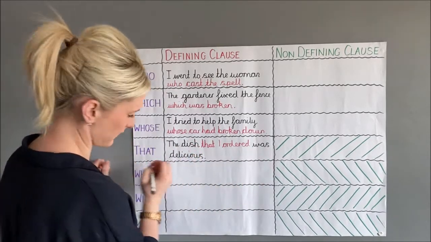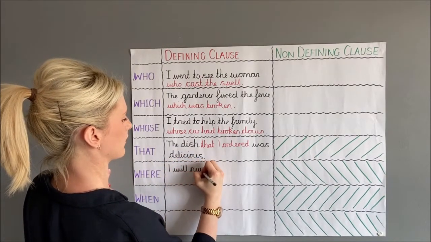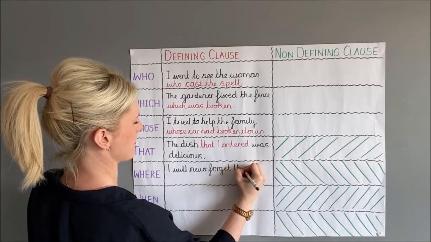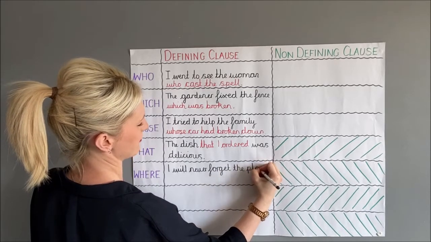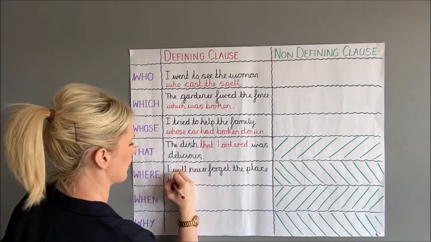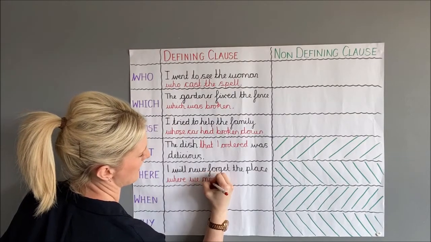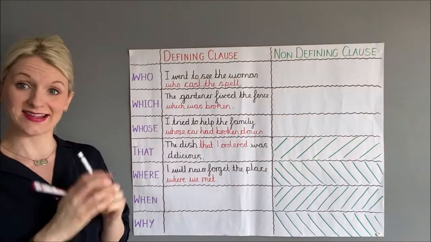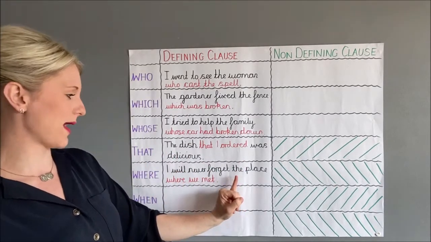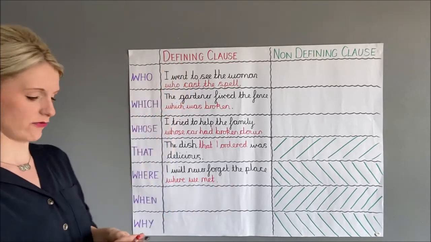The next one, I'm going to say, I will never forget the place. And then my relative pronoun, as you can see, is going to be the word where. I will never forget the place where we met. Okay, it's essential to the sentence because otherwise I'm not making clear what place I'm talking about. So I will never forget the place where we met. There is no comma needed. It's a defining relative clause.